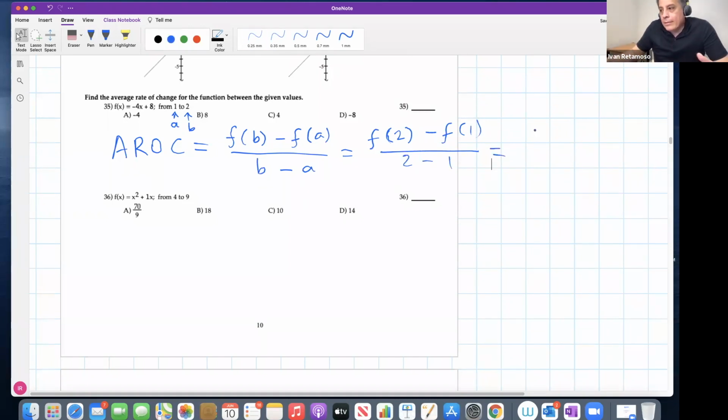Now, do this computation in your mind or using the calculator. F evaluated at 2 will be negative 4 times 2, negative 8. Negative 8 plus 8, 0, right? 0 here. Minus f of 1. Negative 4 times 1, negative 4 plus 8, positive 4, right? Minus 4. And all divided by 2 minus 1. This is 1. This is negative 4. Final answer minus 4, right?